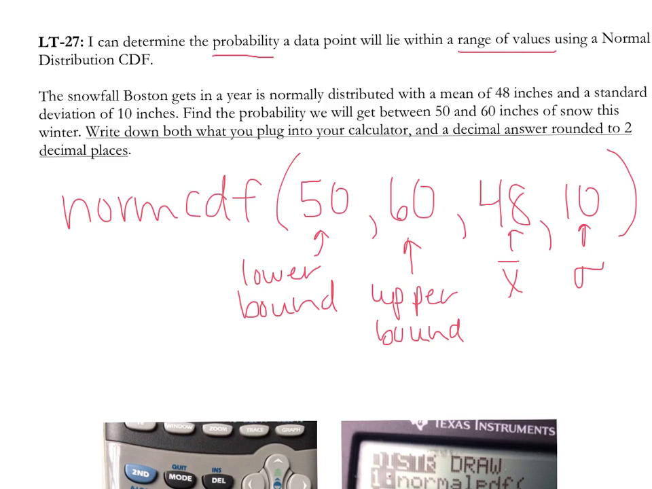And I got about 0.31. So that is the probability that we would get between 50 and 60 inches of snow this winter. If it had asked for a percentage, it would be around 31%.